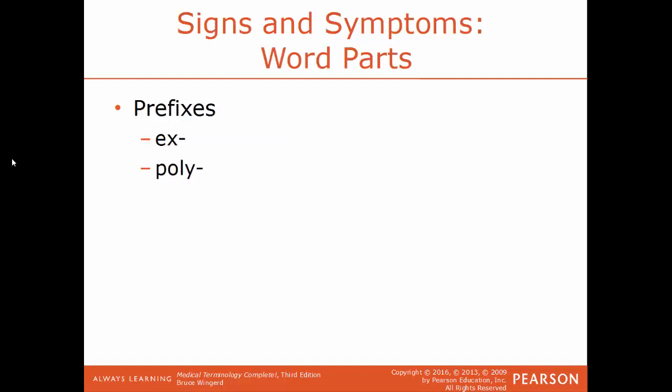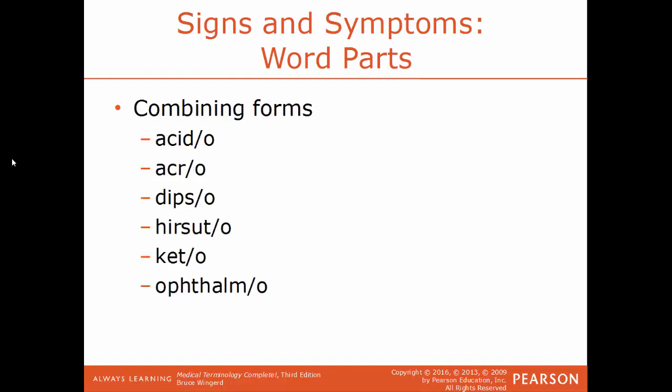All right, now we'll talk about some signs and symptoms of the system. We'll talk about the word parts at first. The prefixes. The first one, ex. This means away from or out. Poly means more than one. Now some common combining forms that you'll see.